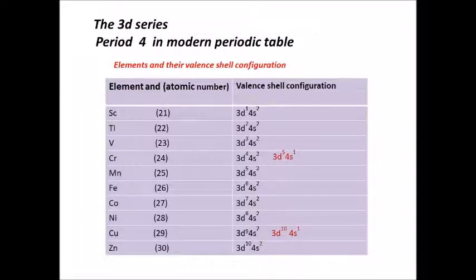Now the 3d series in the modern periodic table forms period 4. If you write down the configuration of each element, you will find 3d1 4s2 for scandium, for titanium it is 3d2 4s2, vanadium it is 3d3 4s2, chromium it is 3d4 4s2. Now for chromium, atomic number 24, you can see the configuration at the side, written in red, 3d5 4s1. Now how is it that we can have 2 configurations for chromium?